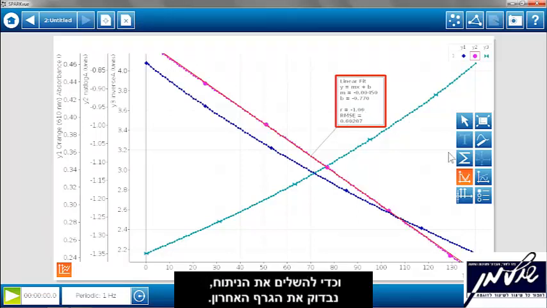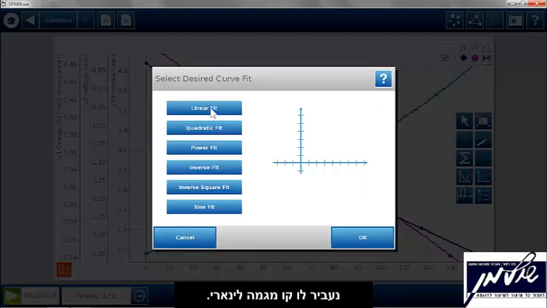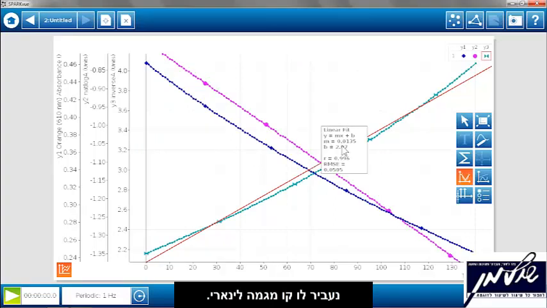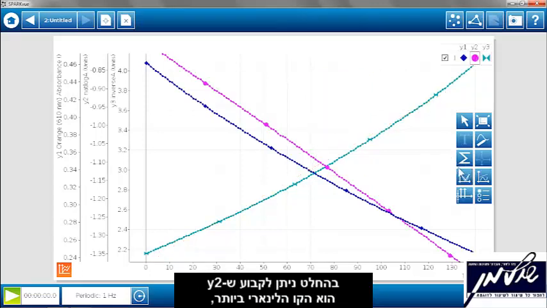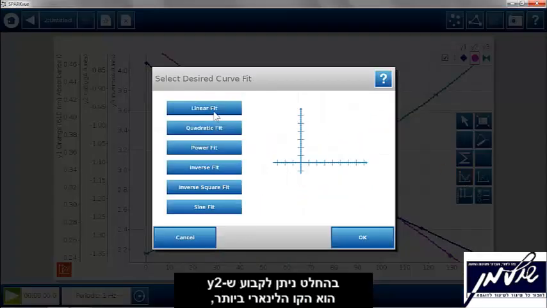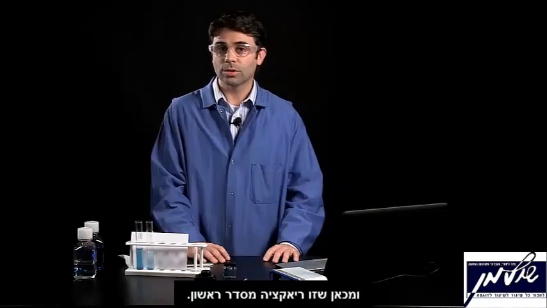And just to be thorough, we'll check the last one. So we'll select y3, do the linear fit. And the R is 0.996, so not as good. So definitely y2 is the straightest line, indicating that the natural log gives us the best fit, indicating a first-order reaction.